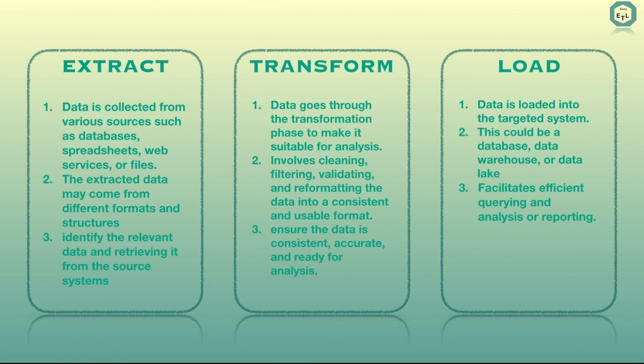Transform. Once the extraction process is completed, data goes through the transformation phase to make it suitable for analysis. This step involves cleaning, filtering, validating, and reformatting the data into a consistent and usable format. Common transformations include removing duplicates, handling missing values, modifying data format, and applying calculations or aggregations. The purpose is to ensure the data is consistent, accurate, and ready for analysis.